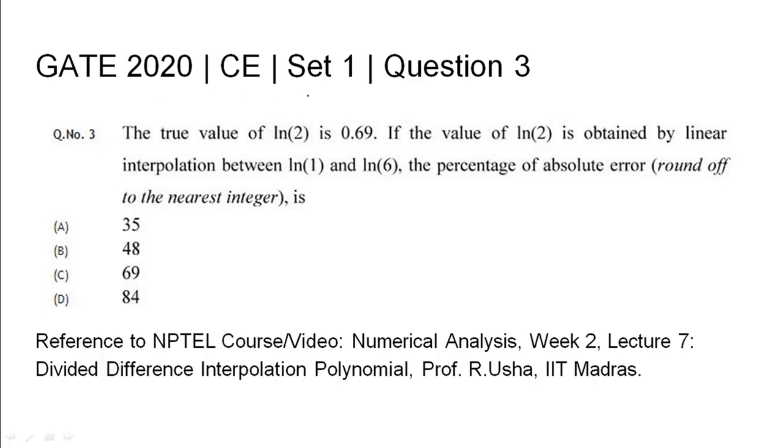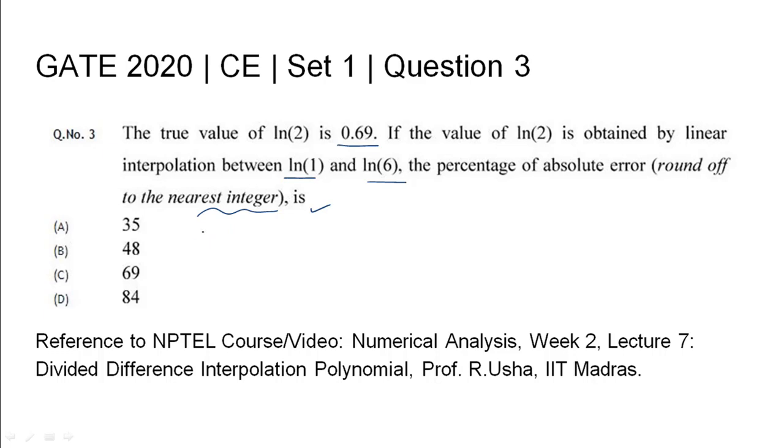GATE 2020 Civil Engineering Set 1 Question 3. The true value of ln 2 is 0.69. If the value of ln 2 is obtained by linear interpolation between ln 1 and ln 6, the percentage of absolute error rounded off to the nearest integer is. Four options are given as 35, 48, 69 and 84.